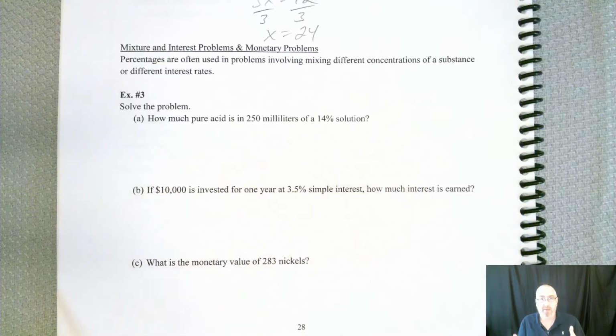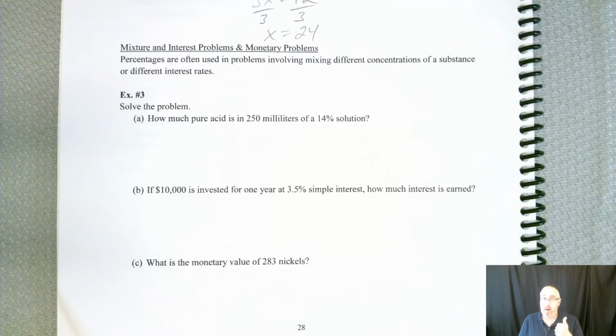So, let's think about this. We got 250 milliliters of stuff, about a half a can of soda, a little more than a half a can of soda. Now, 14% of that liquid is pure acid. How can we figure out exactly how many milliliters of pure acid is in there?